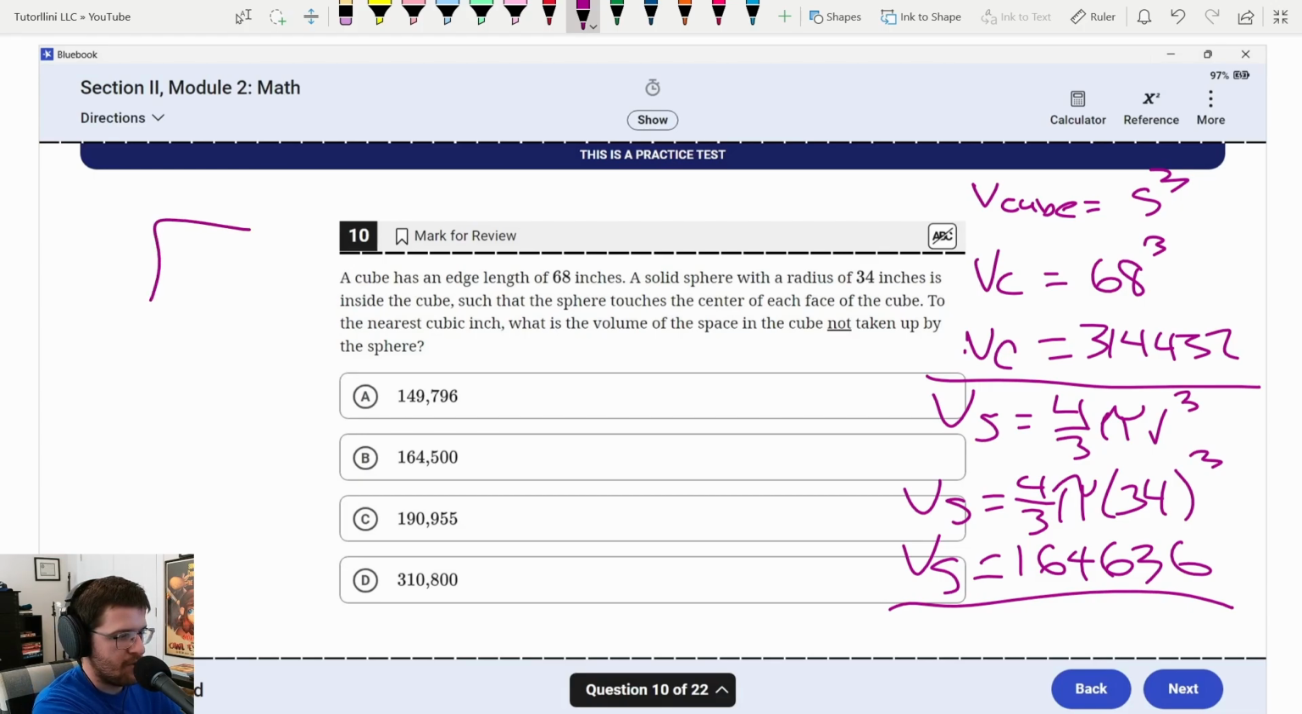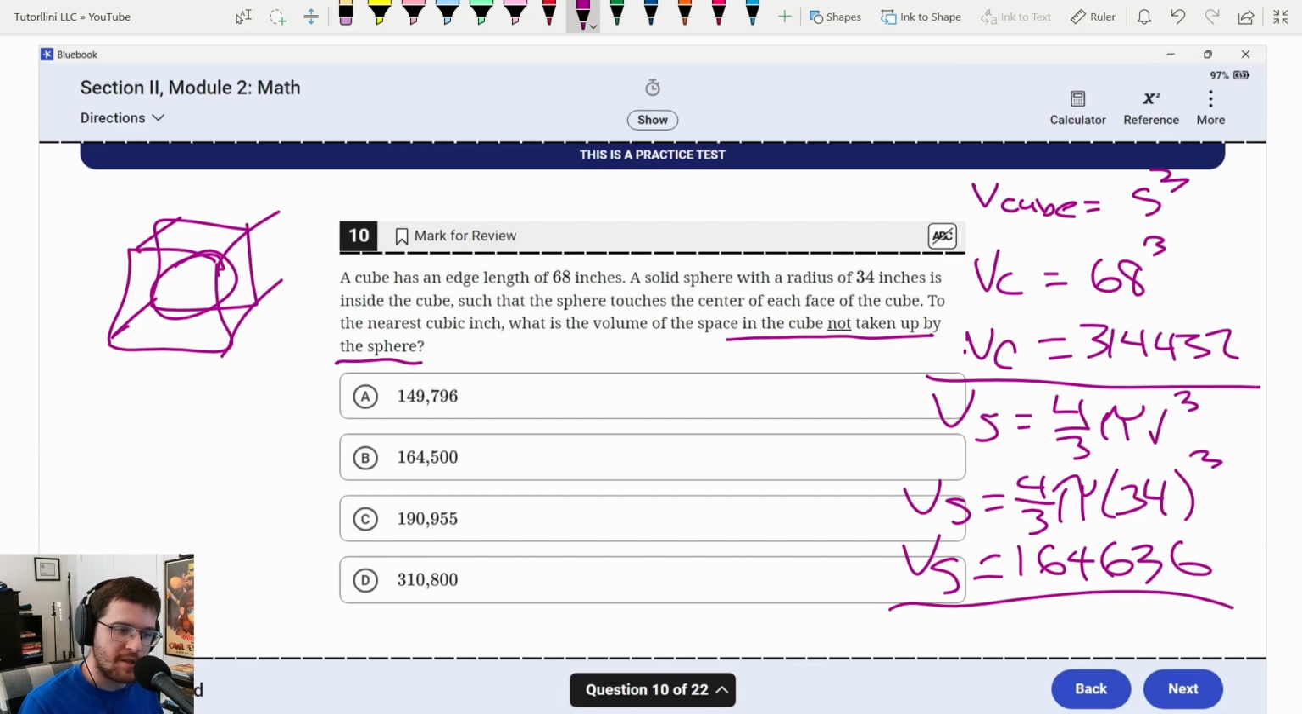So, I mean, this is like a terrible drawing, but you can kind of imagine it's like we have a ball inside this like little tissue box. So we want the volume not taken up by the sphere that's in the cube. So we're going to subtract them. So 314,432 minus, I'm getting about 149,795 using the exact decimals, 0.78. And that's about 149,796, which is answer choice A. Again, we just subtracted them.